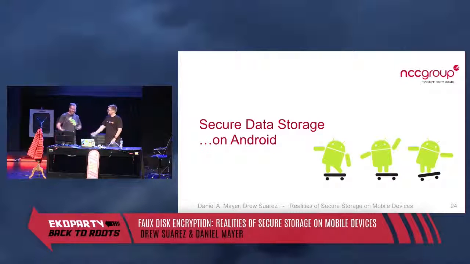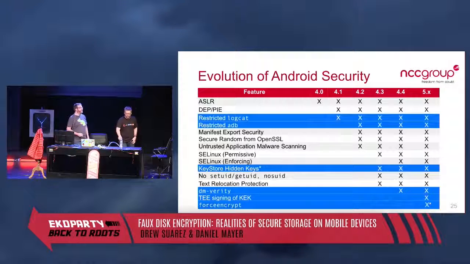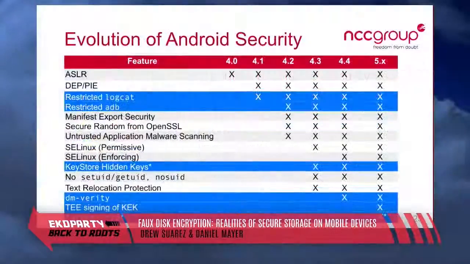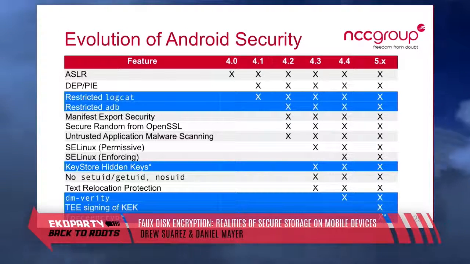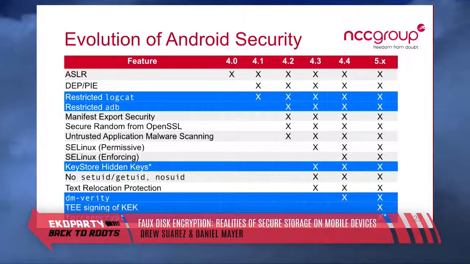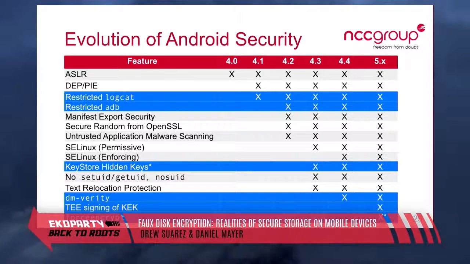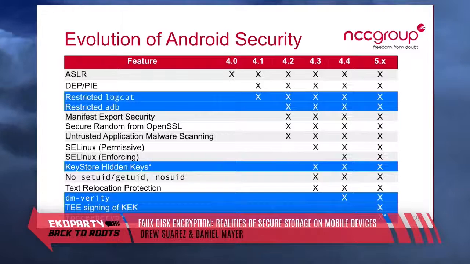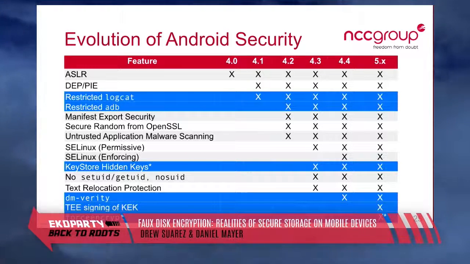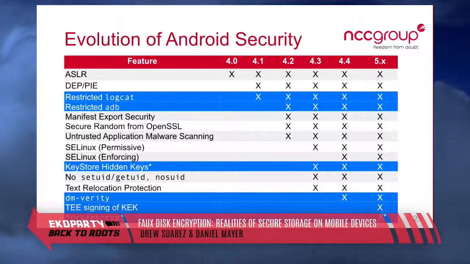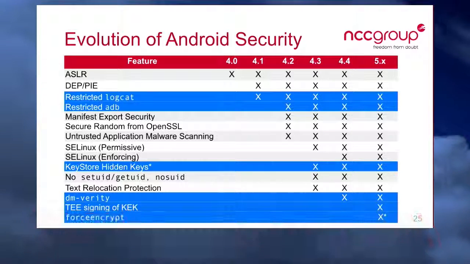Thanks. All right, so let's look at how Android tackles some of these same problems. I put together this chart of the evolution of security features and when they were added to the platform. The ones highlighted in blue pertain specifically to the topic at hand, secure storage. I've left the other ones in here as they are security protections, but not particular to storage themselves. Two of note here: the keystore hidden keys, which I will talk about a little bit later, and force encrypt, which I will also talk about in more detail coming up.